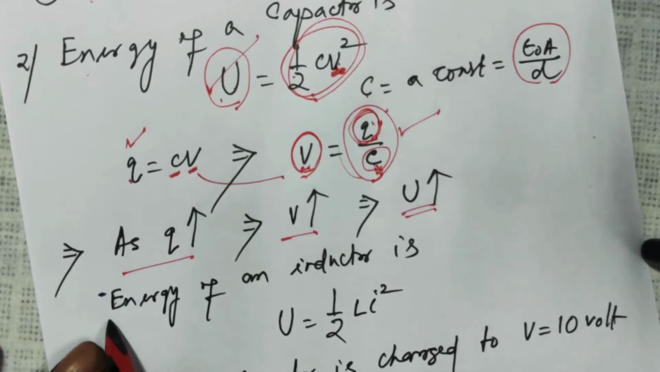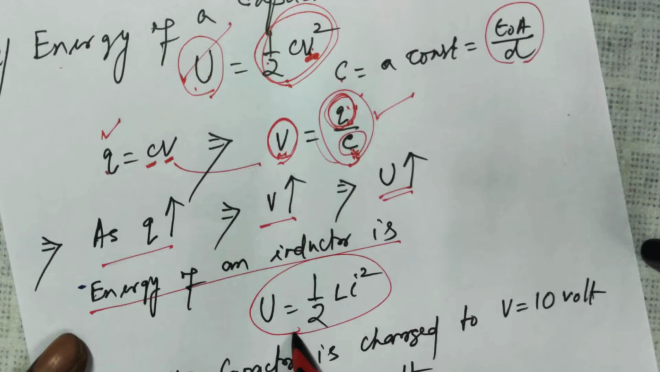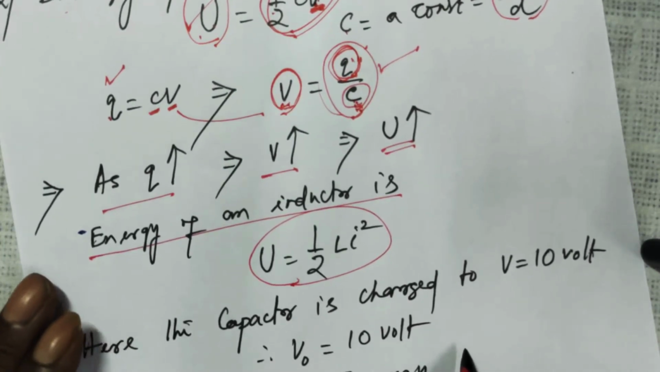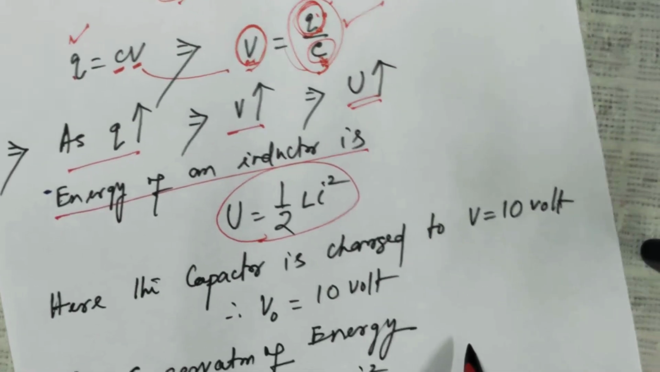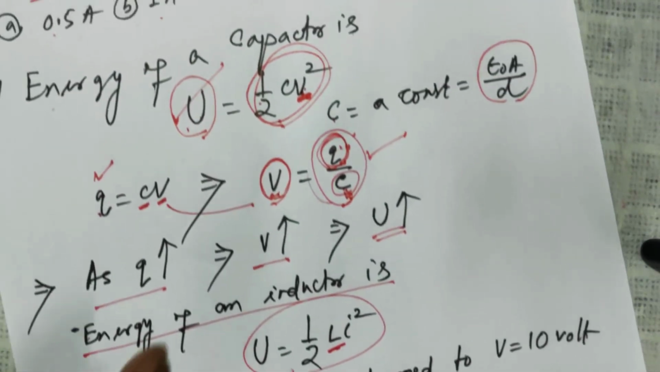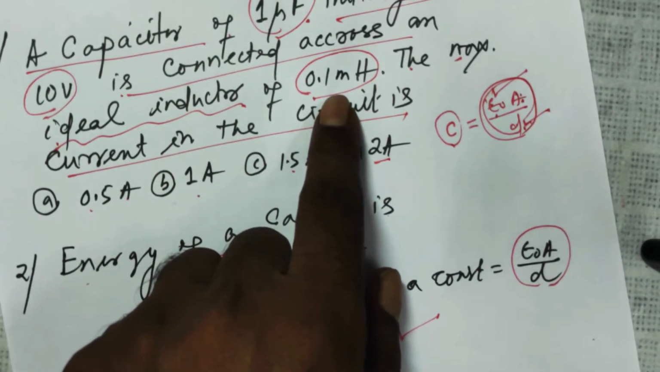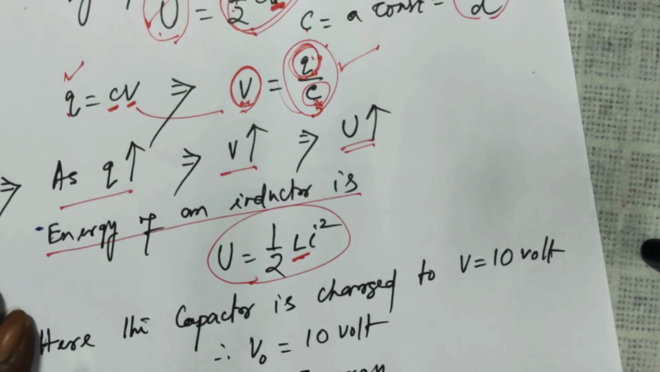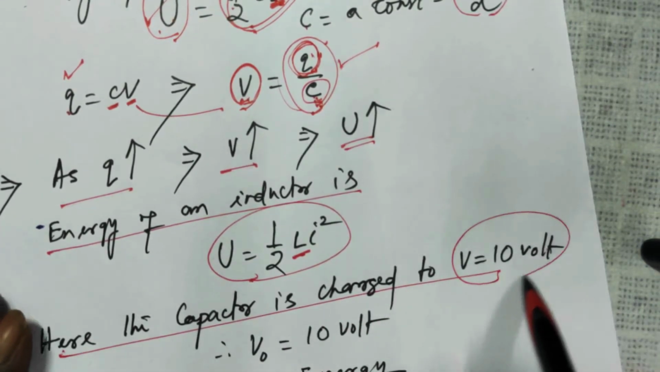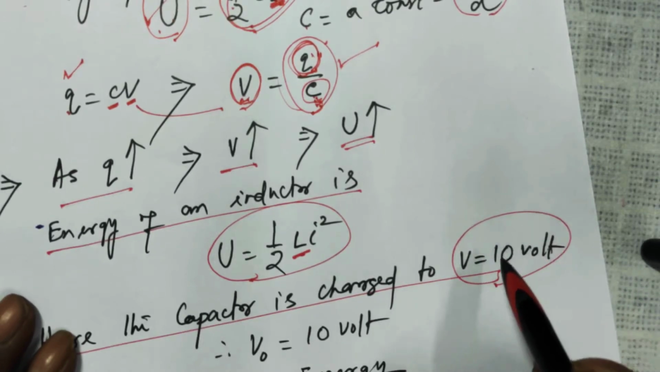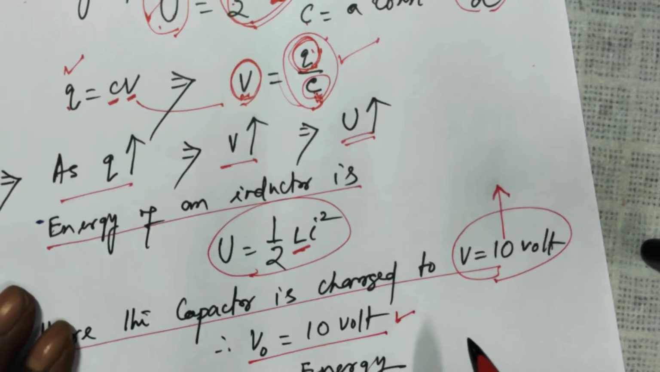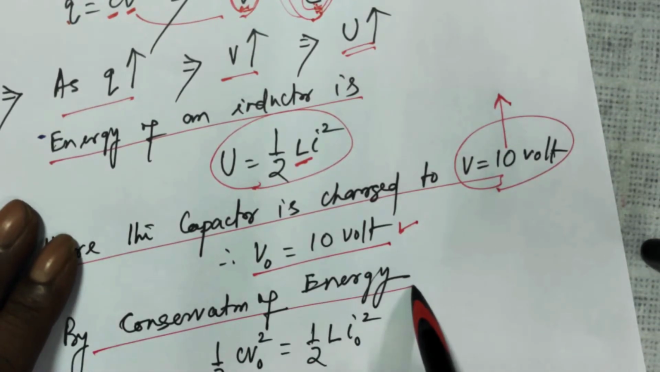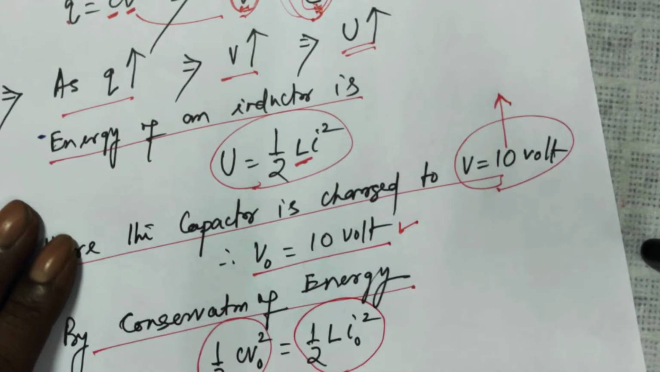So the energy of the inductor we also know, half L i square. The capacitor was initially charged and then it was connected to the inductor, having inductance L, which is given as 0.1 millihenry. Here the capacitor is charged to 10 volts, not more than that. So I take it as the maximum, that is V naught, 10 volt. So, by conservation of energy, the energy of the capacitor will be available as the energy of the inductor.